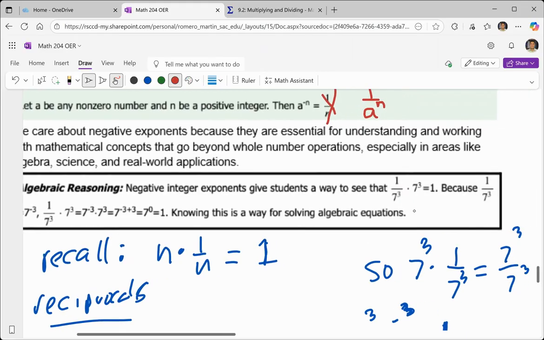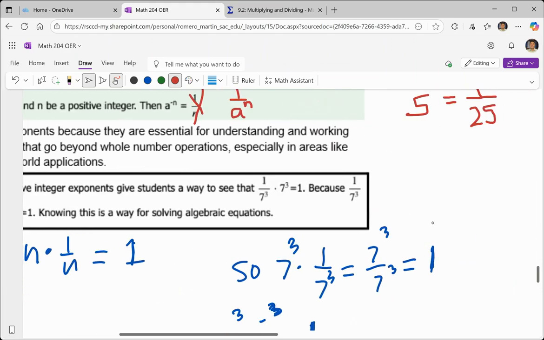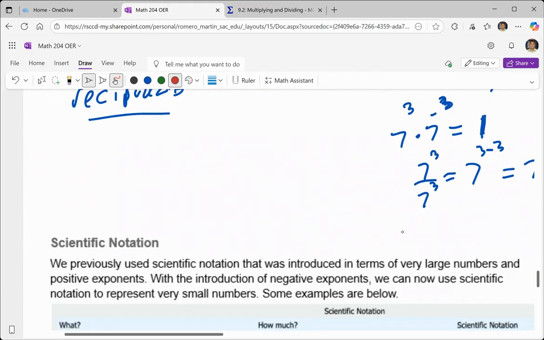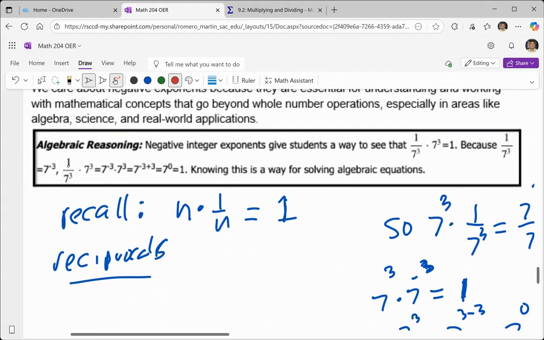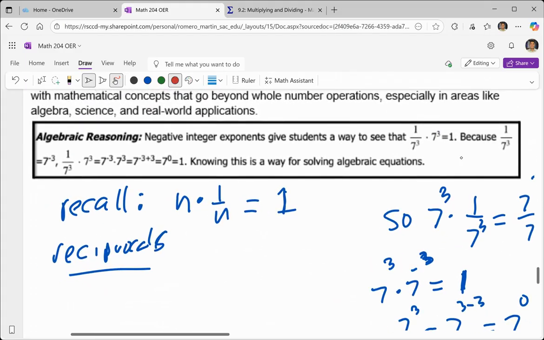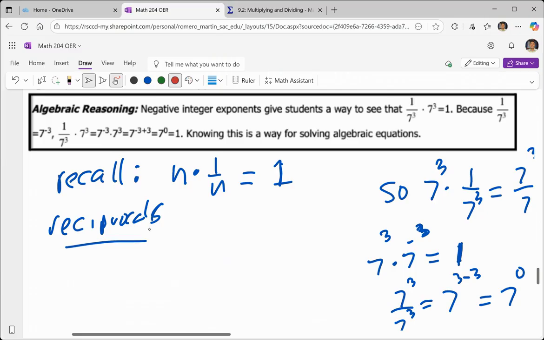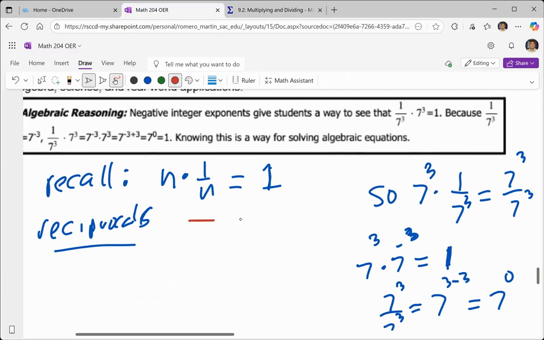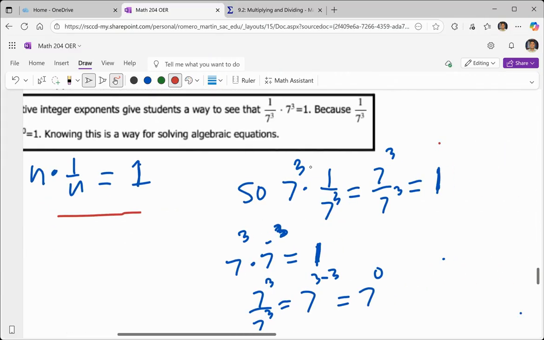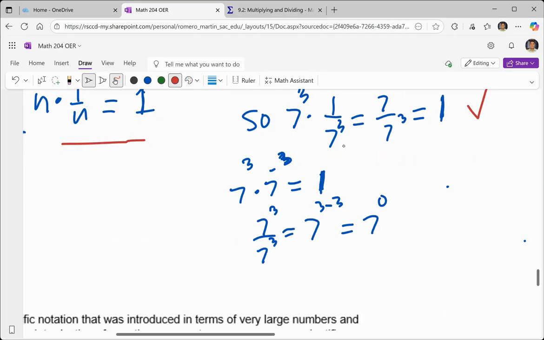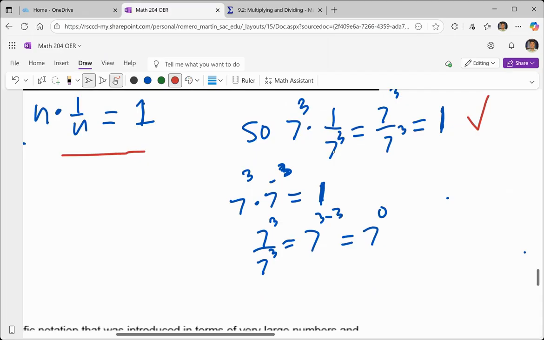So something to think about as we look at our negative exponents, the role of negative exponents here. I like this algebraic reasoning. It's worth taking a look and reading and then recalling, right? Reciprocals, n times 1 over n equals 1. What's 7 cubed times 1 over 7 cubed? Equals 1. That means they're reciprocals. We also know, again, that 1 over 7 cubed is 7 to the negative 3. So if we solve that problem, that becomes their reciprocals.